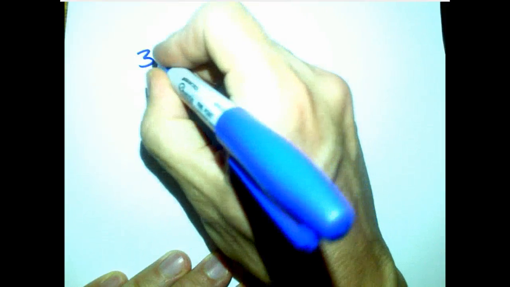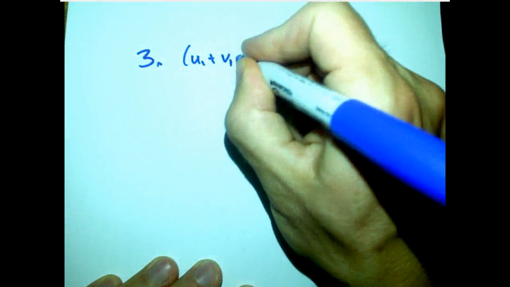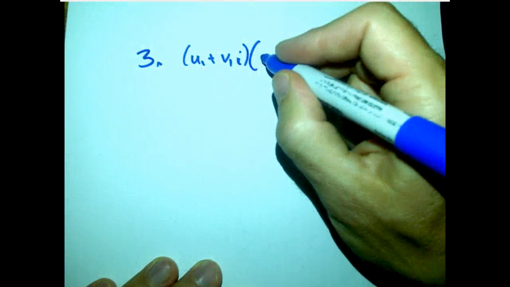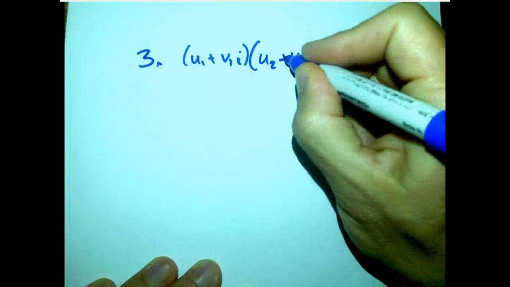Okay, now let's look at multiplication. It's getting a little long here, but multiplication is kind of the more interesting thing. So let's at least start to look at multiplication. This is number 3 on the PDF. So let's again take u1 plus v1i times u2 plus v2i.